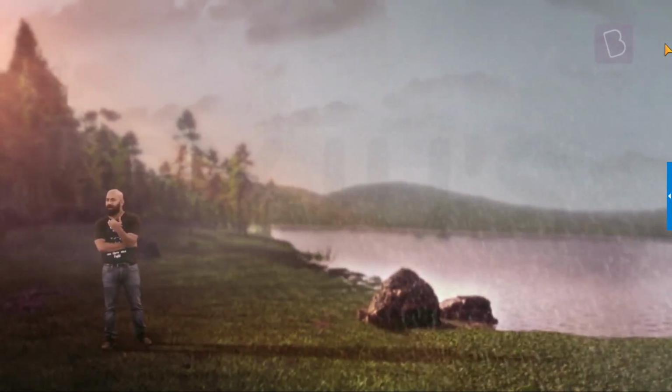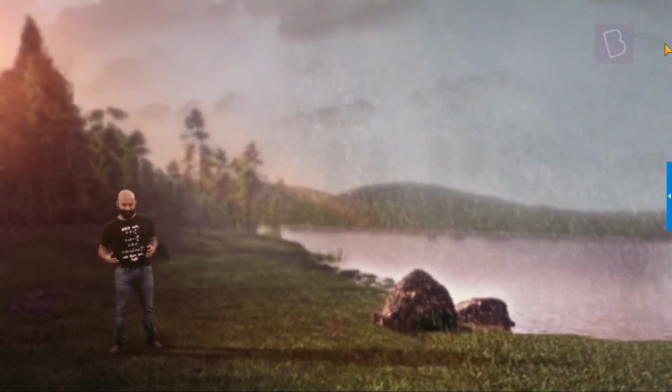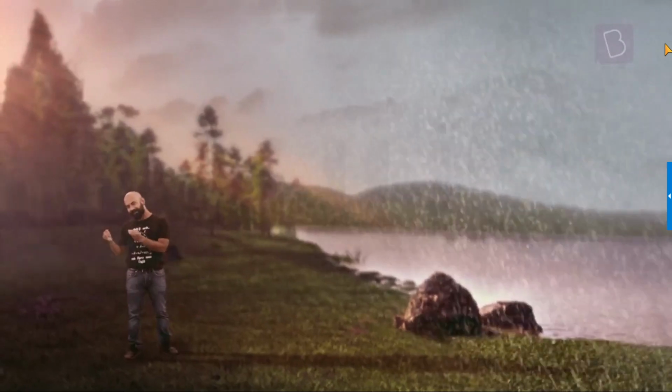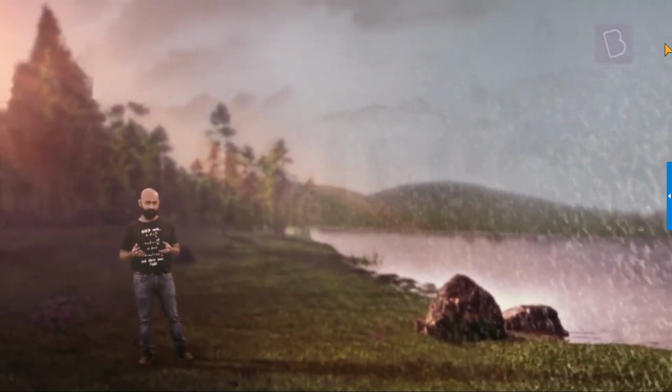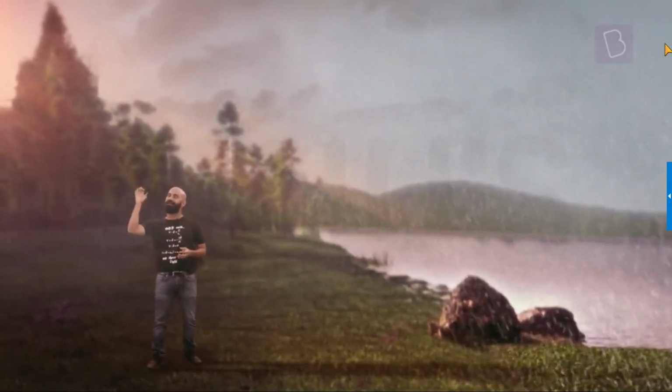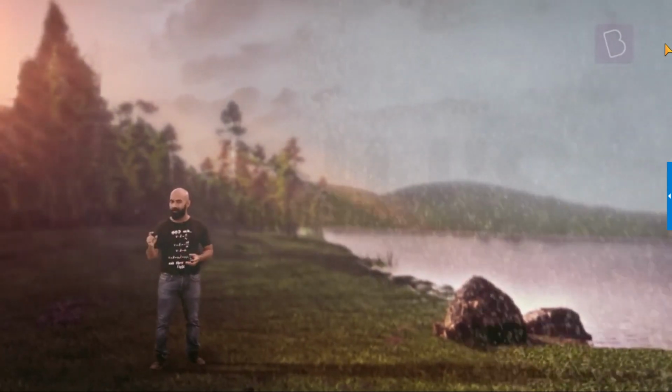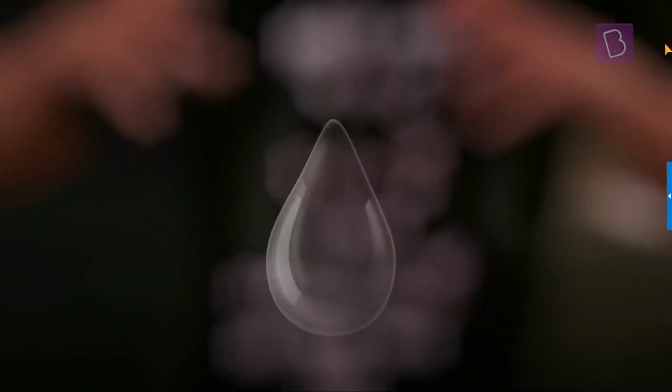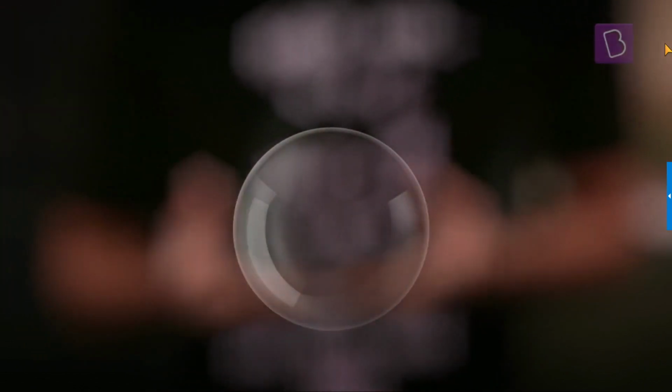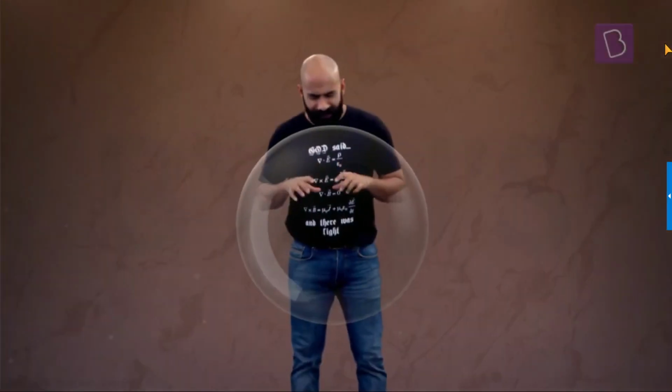So, to understand how rainbows work, we first need to look at how sunlight interacts with raindrops. Now, if you take an individual raindrop, it will look like this, in the shape of a teardrop. But for all practical purposes, we can approximate it to be the shape of a sphere. All right? Okay, now, let's say I had a large spherical droplet of water over here.